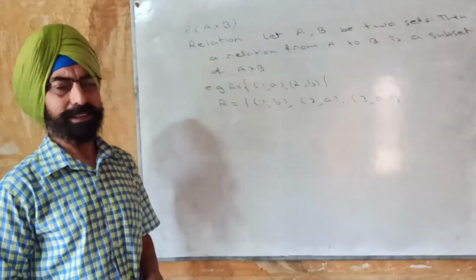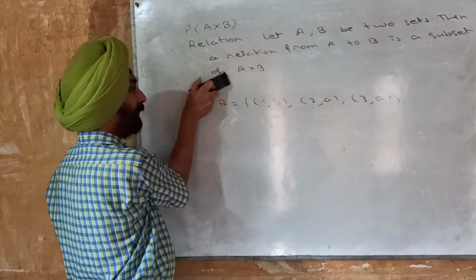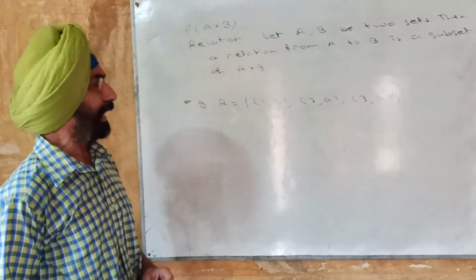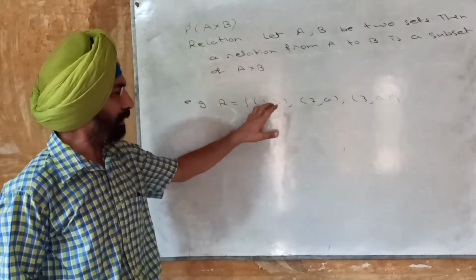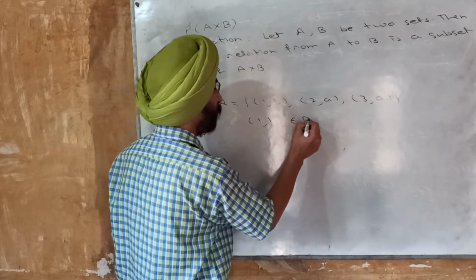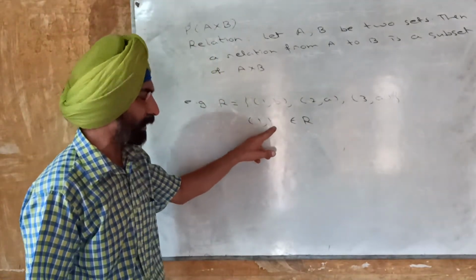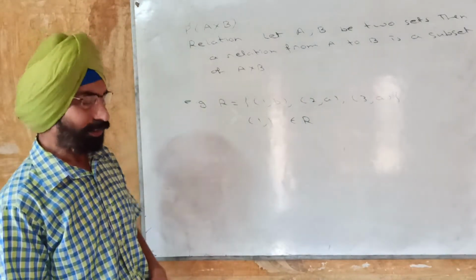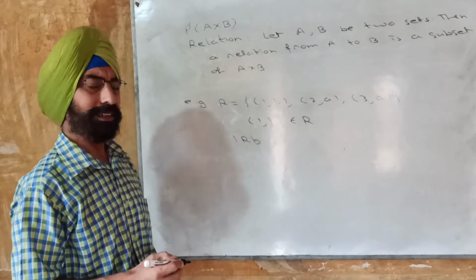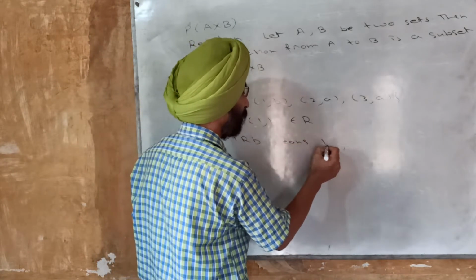Now, another thing, for example, let us take only one example. I am considering this one. So this is a relation. Here, under this relation, the member (1, b) is an element of R. (1, b) is an element of this relation R. We also say that 1 is related to b under this relation. Generally, we write 1 R b to say 1 is related to b.